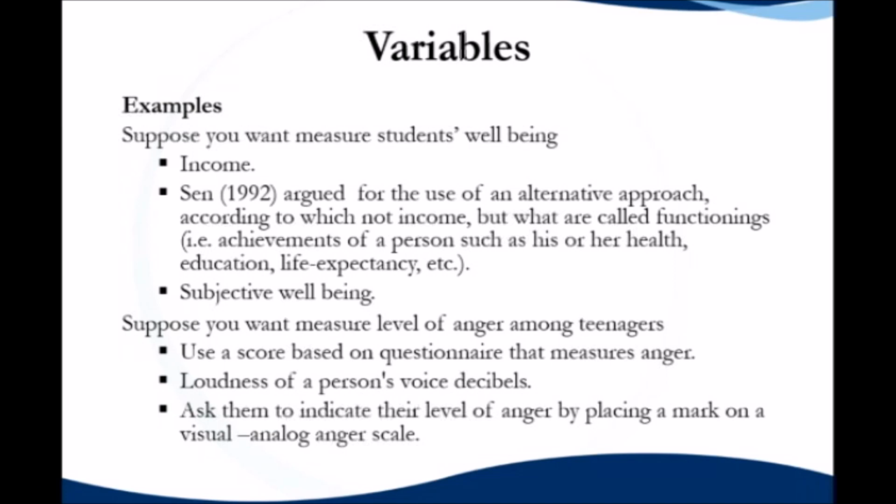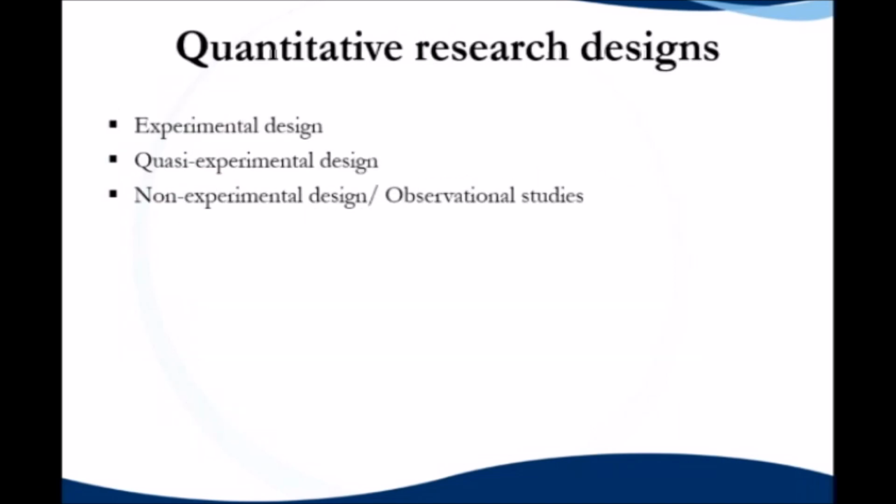So that clarity with regards to your variables is very important, because it's going to give direction as to which design you should take, and how the data can be best collected. So broadly, there are three design schemes under quantitative research. We have experimental design, we have quasi-experimental design, and we have non-experimental design, which are also called observational studies.